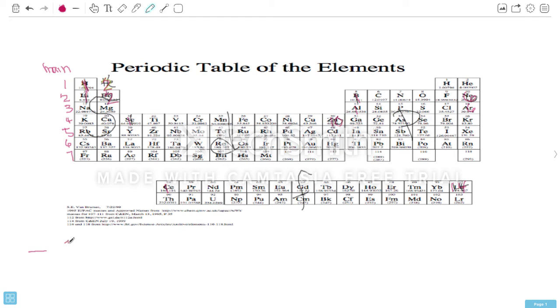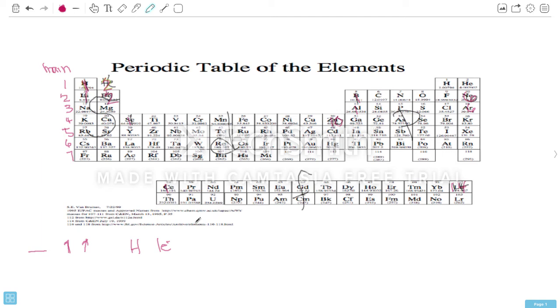Now I draw my arrows a half arrow, but if you prefer to draw a full arrow, that's fine too. Either one, they represent the same thing. So let's start with helium, or excuse me, hydrogen. Hydrogen has 1 electron, all right?